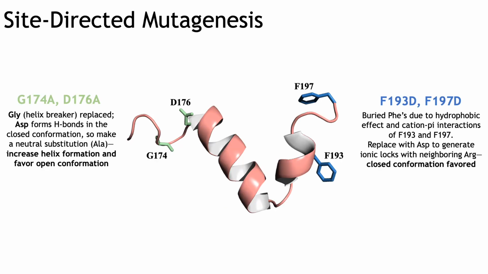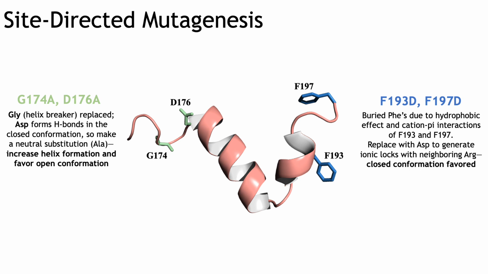For simplification, an open conformation refers to the state of 5-LOX with an elongated helix, and closed means that 5-LOX has a broken helix. We design mutants to favor either the open or the closed state. In green, you see two residues that we mutated to the neutral residue alanine in order to favor an open conformation. Glycine is a known helix breaker, so we didn't want that present.